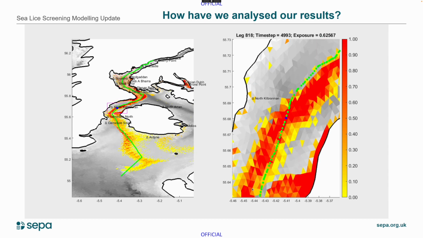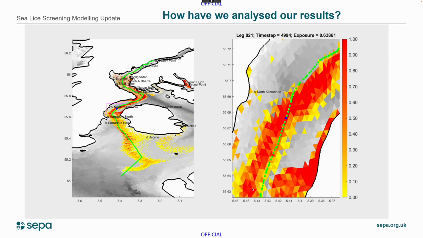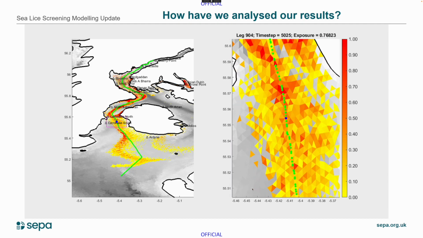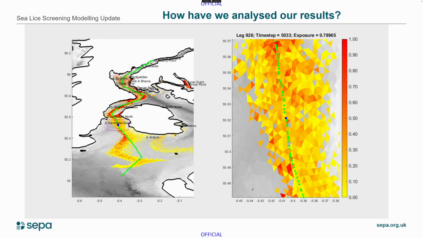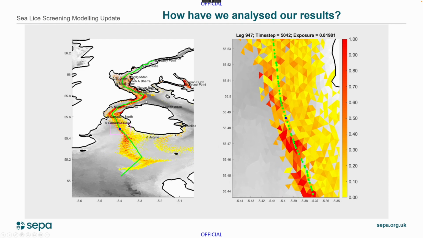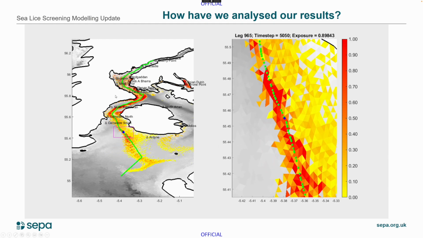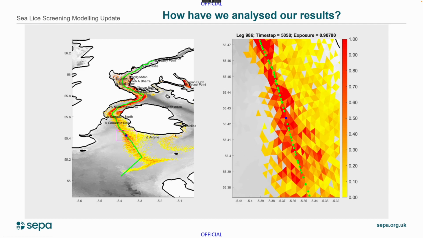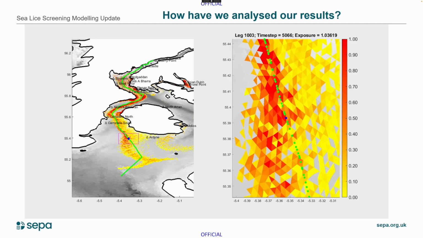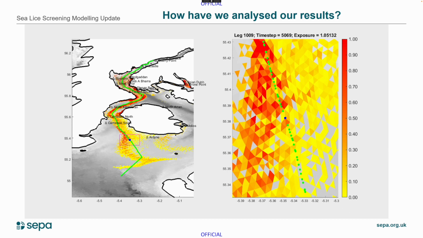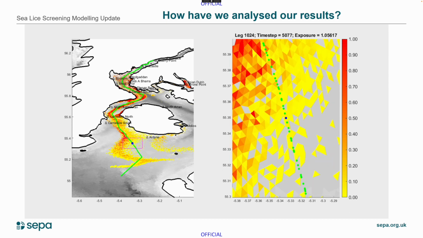So this is quite a powerful method of trying to assess what the exposure of a fish might be within the model. As you can see from the left hand side here, the lice are not evenly distributed. There are areas of high concentration and low concentration. So the pathway that a fish takes through a system is quite critical.